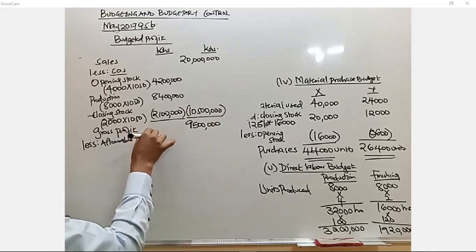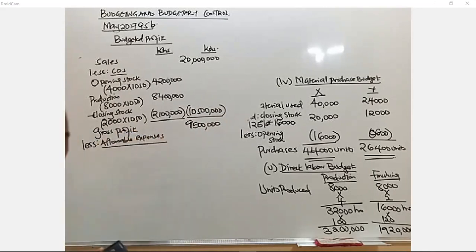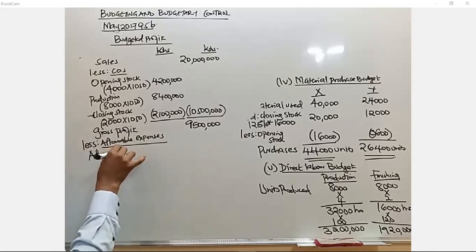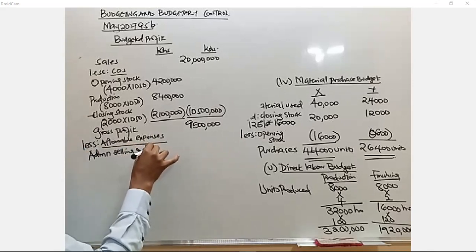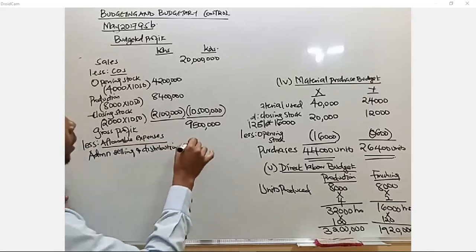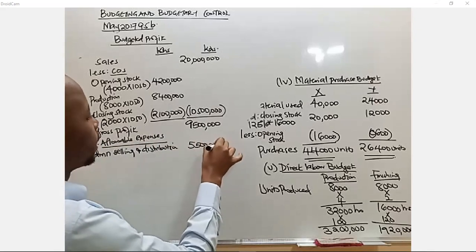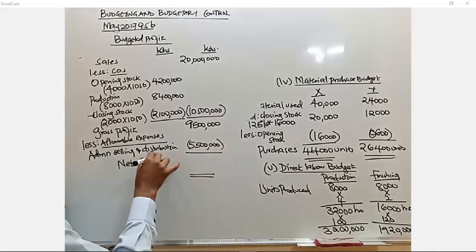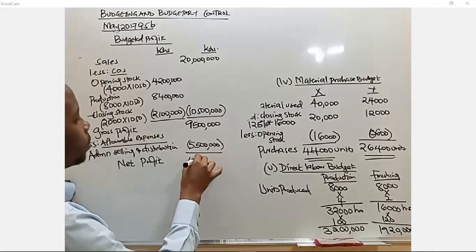Allowable expenses. Allowable expense naona pale ni moja. Kwa additional information. I've been told that under the point number 5, administration, selling, and distribution overheads for the month are budgeted as 5.5 million. So admin, naambiwa selling and distribution will be 5.5 million. Na tuna kitu ingine hapa, get your net profits. Hapo unakuja unaniambia get my net profit mwalimu. Our net profits will be 4 million.